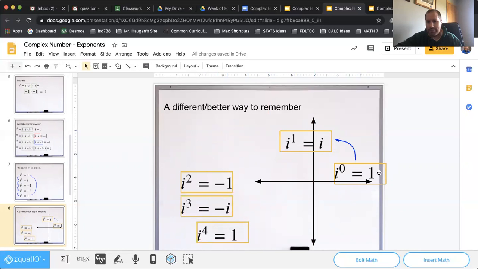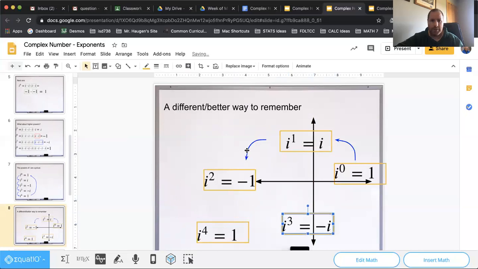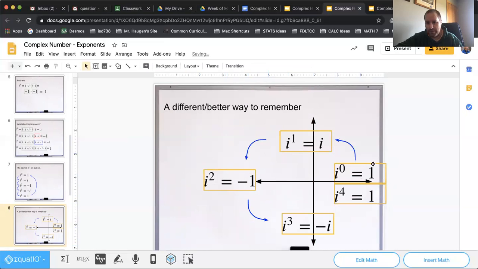And then the next one's negative 1. Well, if this positive 1 is off to the right, negative 1 should be off to the left. That's going to be over here. And so that's sort of just another turn, right? We're just turning down to the next one, another 90-degree turn. And then if positive i is up here, negative i should be down here, right? So I'm going to put this one down here. Here's negative i, and that's just another turn. And then our last one should bring it right back. i to the 4th is positive 1. That's back here.